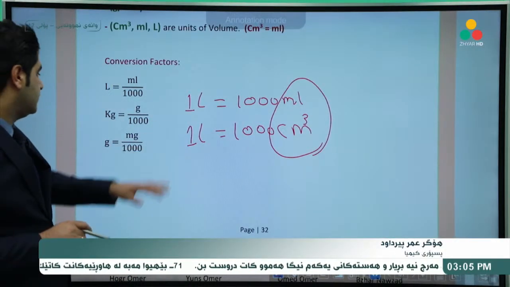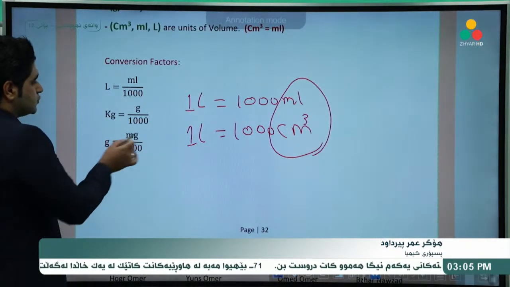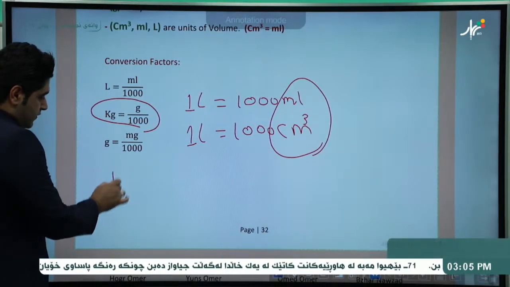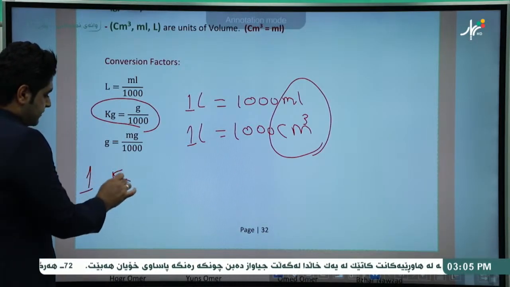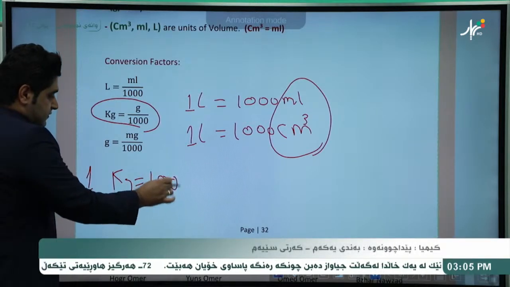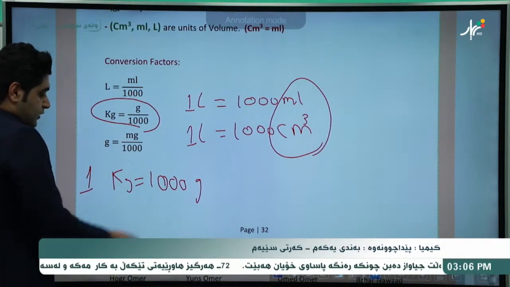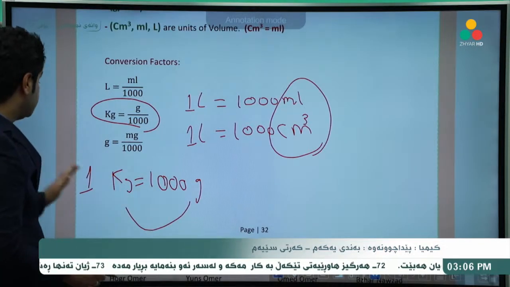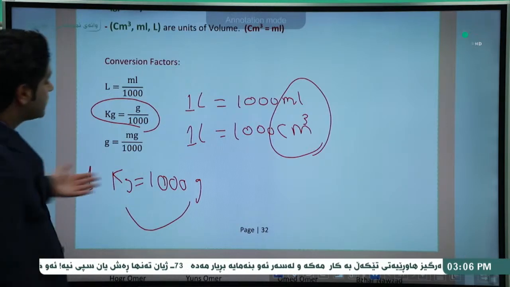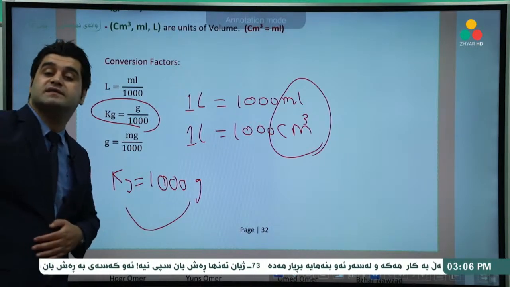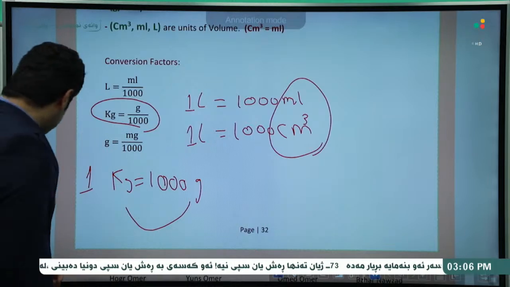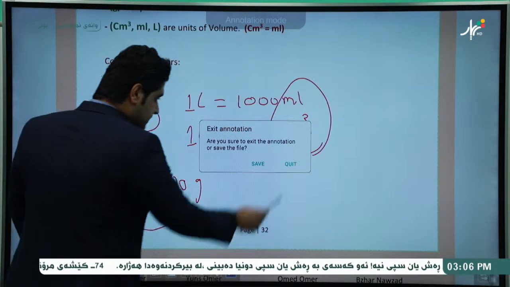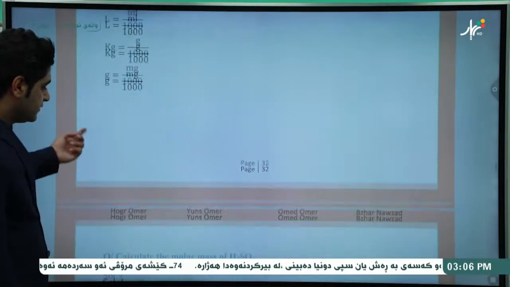And we know how to convert gram into kilogram or kilogram into gram. We know that 1 kilogram is equal to 1,000 grams. So if we convert gram into kilogram, we must divide by 1,000, and if we change kilogram to gram, we should multiply by 10 to the 3. I mean 10 power 3. This is in scientific notation.